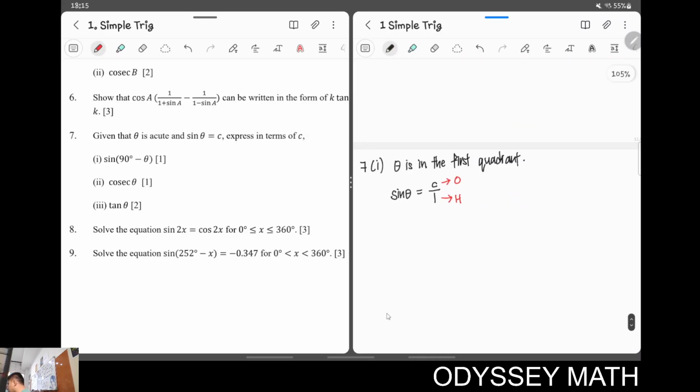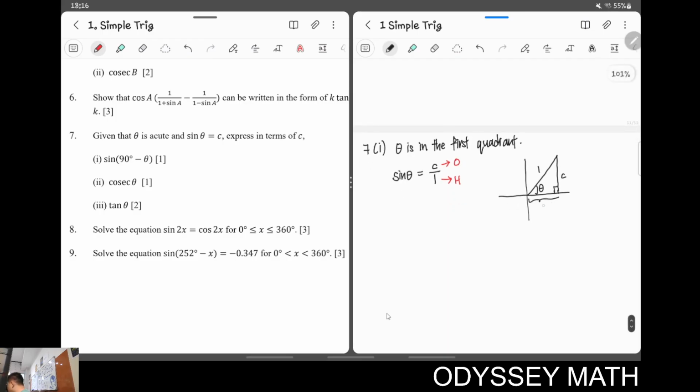1 is the hypotenuse. So if you draw your ASTC now, theta is in the first quadrant. So O is C, hypotenuse is 1. Suppose we let this be x. By the Pythagoras theorem, x squared plus c squared equals 1 squared. This is just my working. Then x squared equals 1 minus c squared.